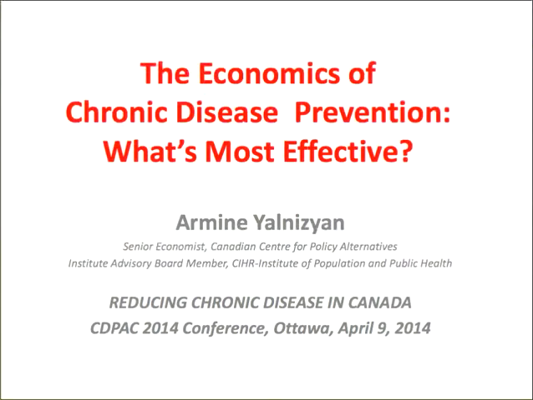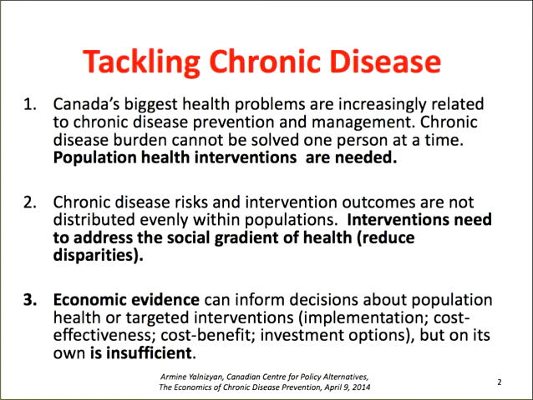So, we don't know what's most effective. But if we're going to tackle chronic disease, what we know is that this tendency towards increased focus on patient care, patient-centered care, is not going to get us out of the woods that we're wandering into, and population health interventions are needed. And secondly, that we cannot do population health interventions without paying attention to the social gradient of health, which means reducing disparities, tackling inequalities.